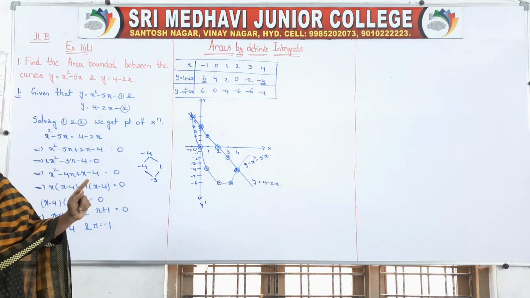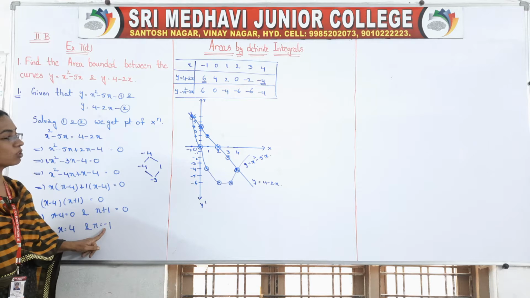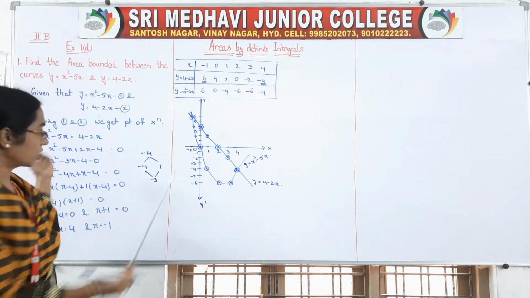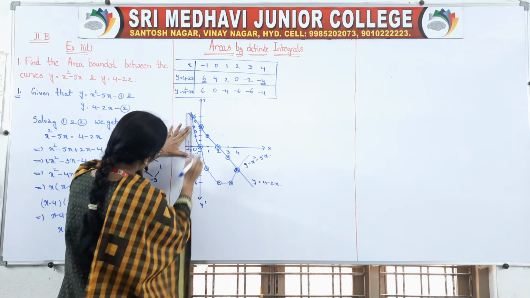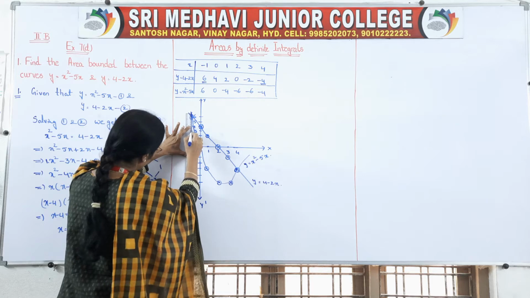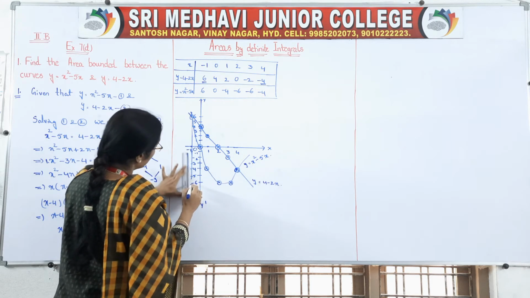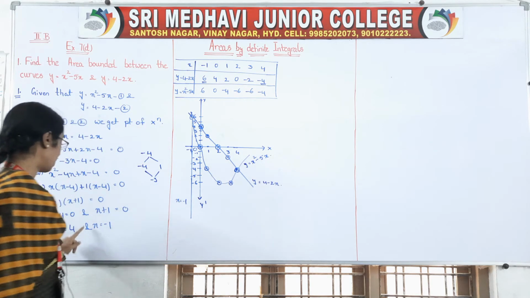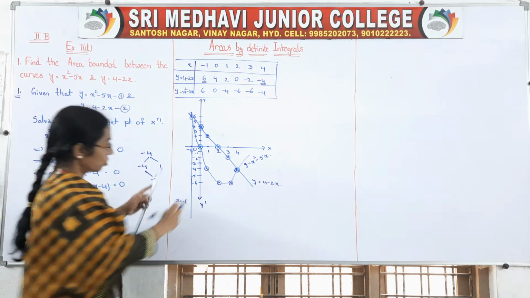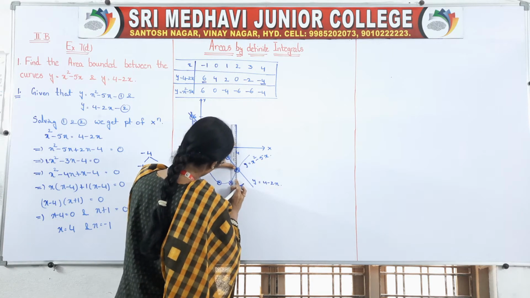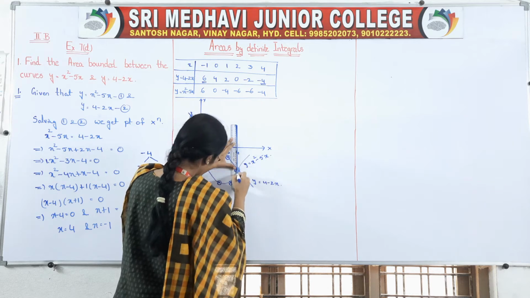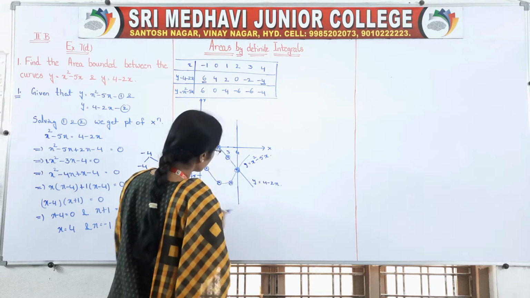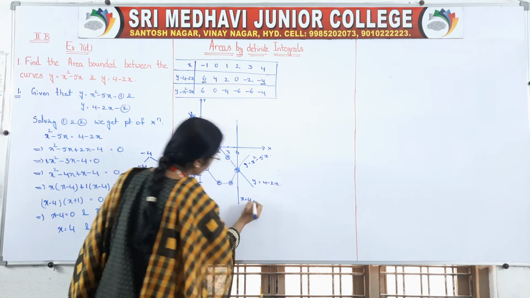Okay, so this area you have to find from x is equal to minus 1. So here we have to draw one line at x is equal to minus 1, right. This line is x is equal to minus 1 and x is equal to 4. So here you are having x is equal to 4, right. So this line, okay, this is your x is equal to 4, okay.